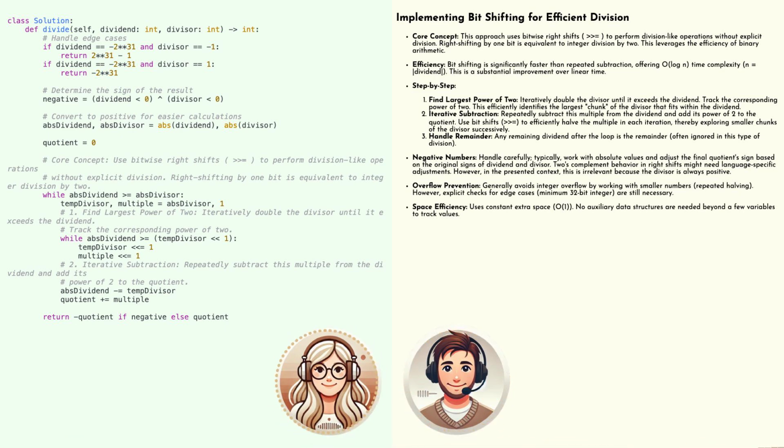This is so clever. By shifting bits, we're basically doing the same thing as finding those subtractable chunks, but it's way faster for the computer. Right. It's a really cool example of how understanding binary and bit manipulation can make your code way better. And the best part is we're still not using any multiplication or division.